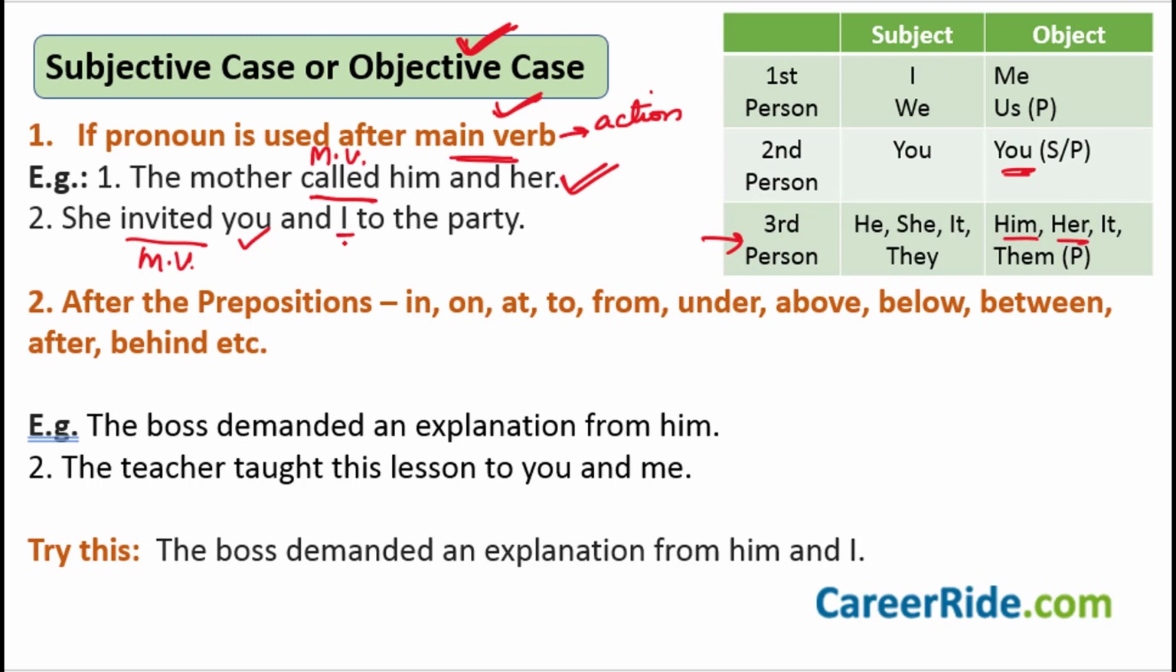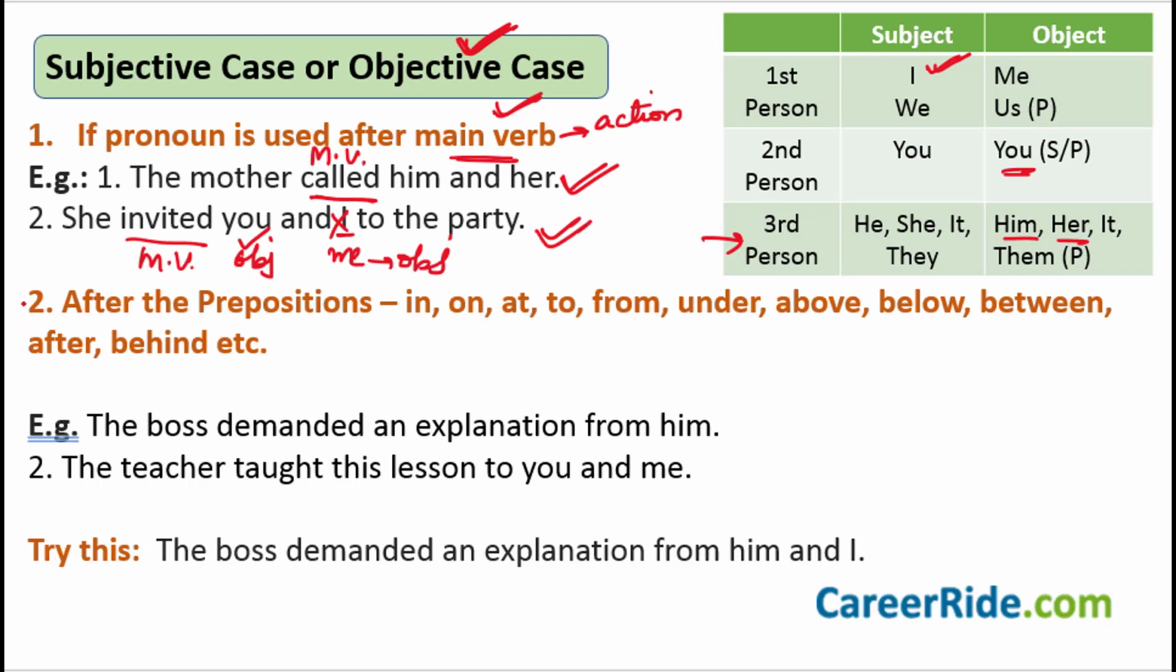Objective case of first person, I see, is "me" here rather than "I," right? Because "I" is the subjective case. You see the table. "I" is the subjective case, right? "She invited you and me to the party." As simple as that, both of them are objective case, and that is why we want "She invited you and me to the party." Now this sentence is correct, right?